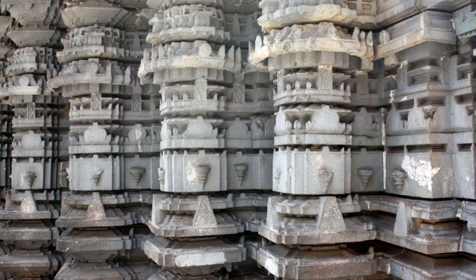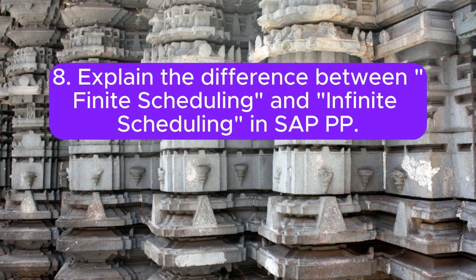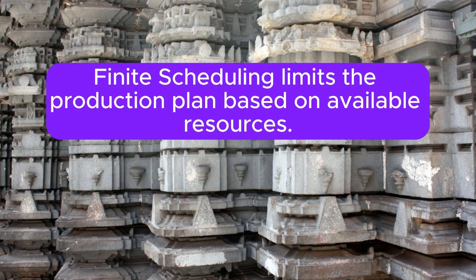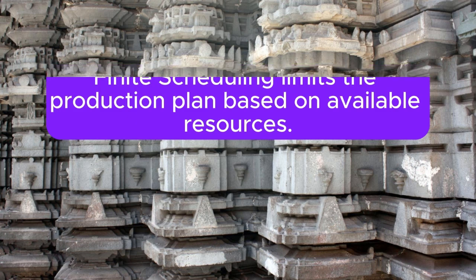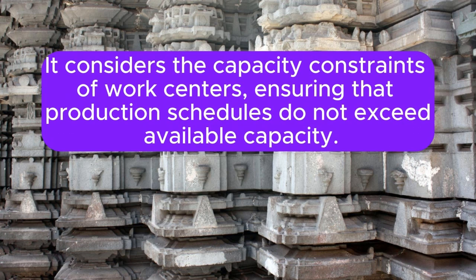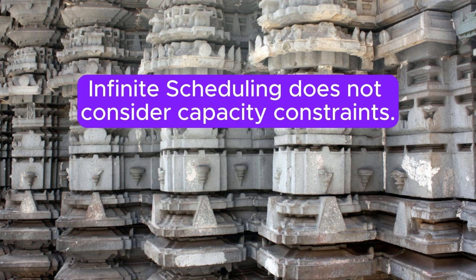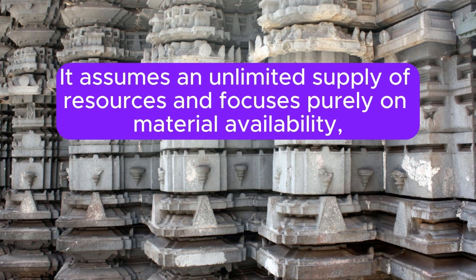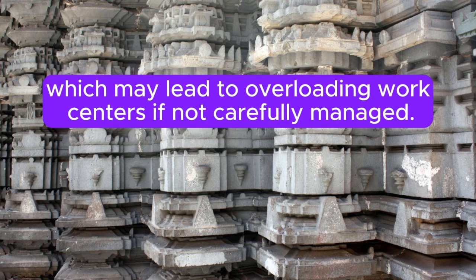8. Explain the difference between finite scheduling and infinite scheduling in SAP PP. Answer: Finite scheduling limits the production plan based on available resources. It considers the capacity constraints of work centers, ensuring that production schedules do not exceed available capacity. Infinite scheduling does not consider capacity constraints. It assumes an unlimited supply of resources and focuses purely on material availability, which may lead to overloading work centers if not carefully managed.